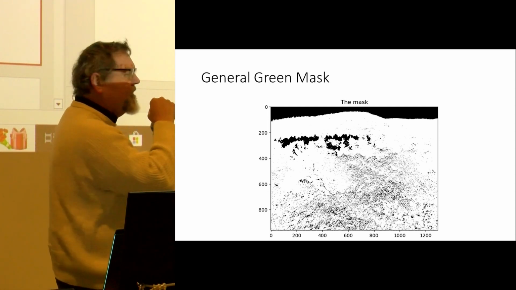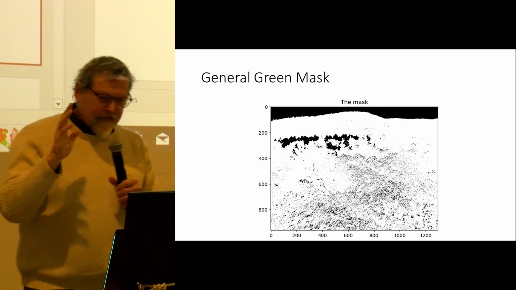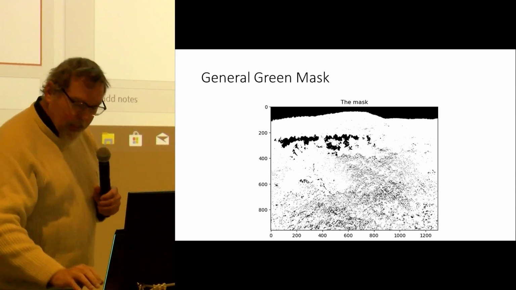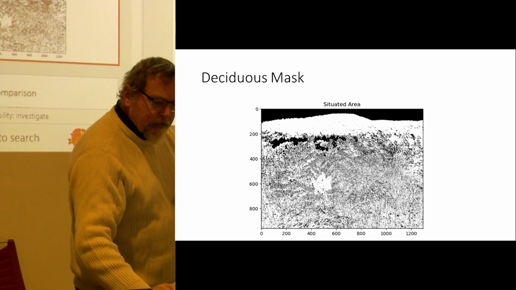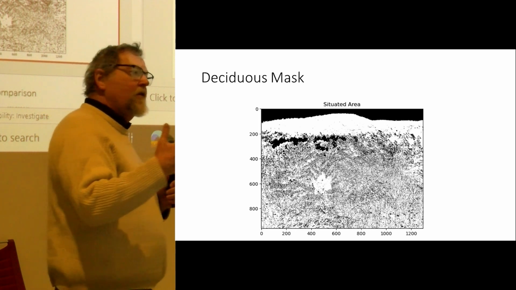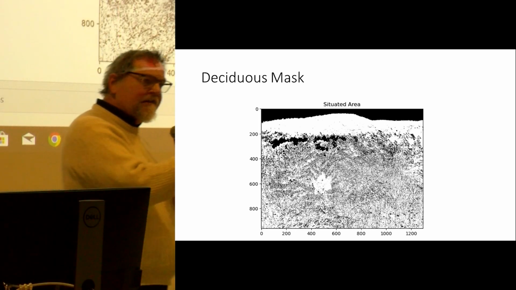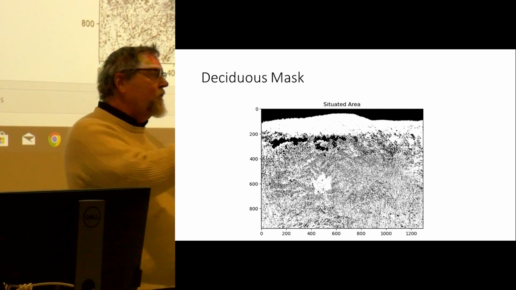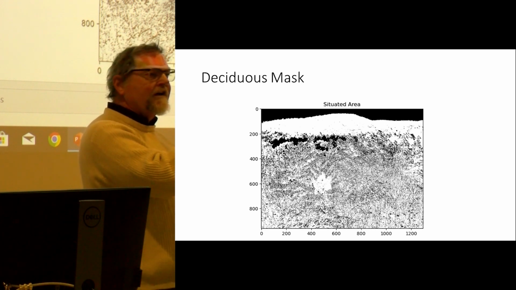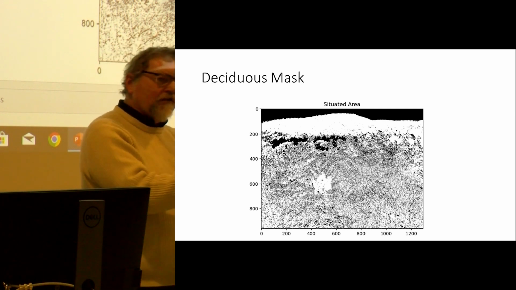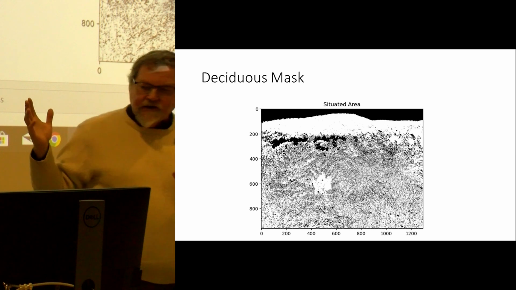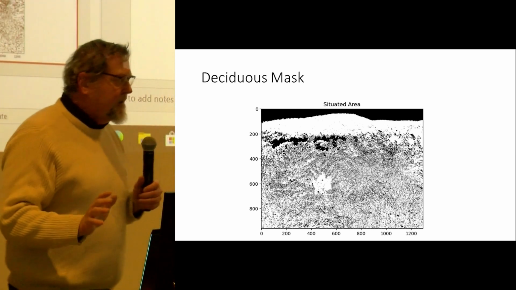I'm just applying the same filters later on to recognize different pieces. I think this is the evergreen mask. I forget which mask this is. And then we have a deciduous mask. The evergreen trees stay green all through the year, so if you do green analysis in the winter, you pick up the evergreen trees, you know where those are. So you can subtract them out essentially and not pay attention to them.